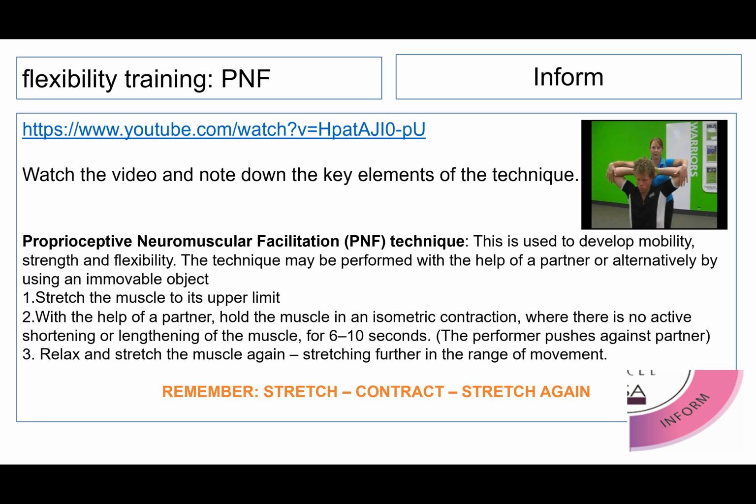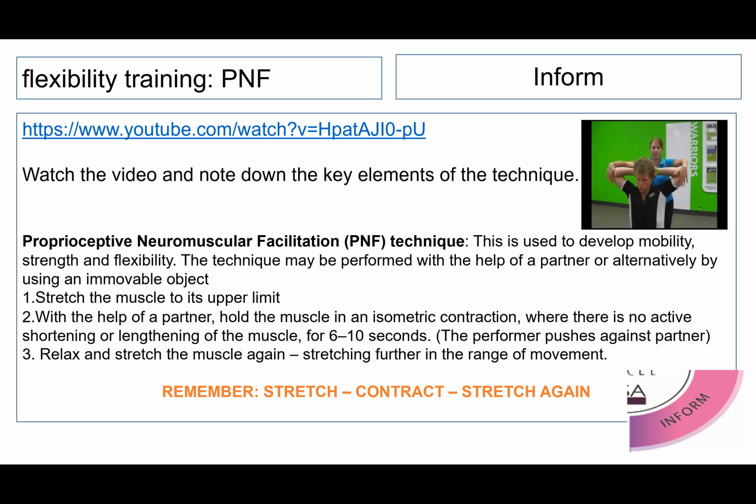So the first thing you need to do is stretch that muscle to its upper limit, so it's the max that you feel you can stretch either your leg or your arm. You stretch it as far as you can. Then with the help of a partner, hold the muscle in an isometric contraction. That's where there's no active shortening or lengthening of the muscle, so you just hold it there for 6 to 10 seconds. The performer pushes against the partner. So if you've got your leg, you'll be pushing your leg against the partner, who's holding you.